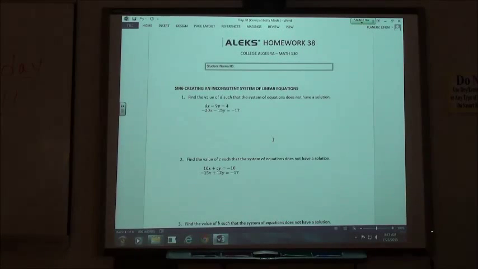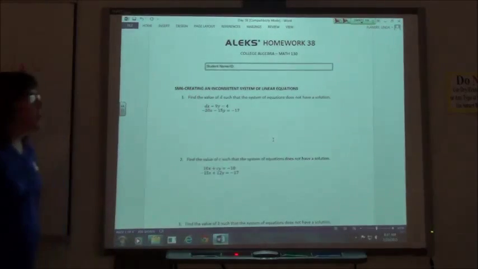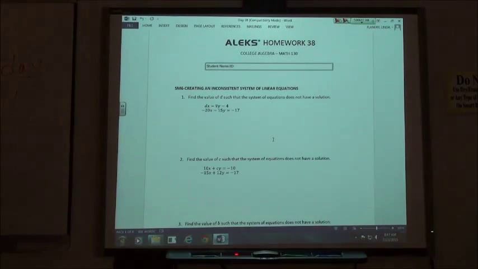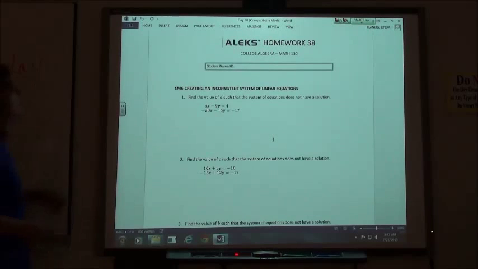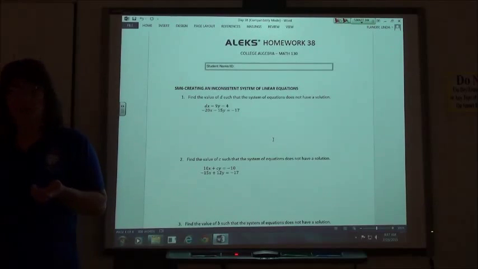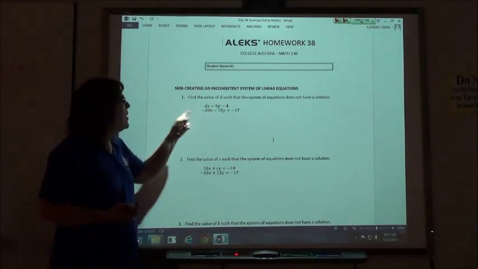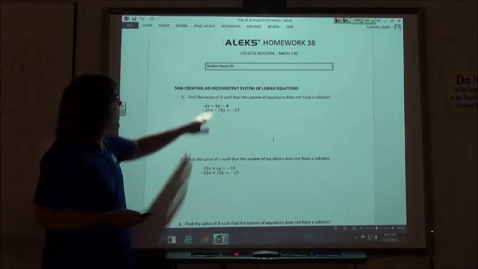All right, so homework 38 starts off with creating an inconsistent system of linear equations. If they're inconsistent, that means we have lines that are parallel because they don't cross and don't have a solution. So if my two lines are going to be parallel, they have to have the same slope. What they're going to have you do is put it in slope-intercept form so you can then compare the two slopes. So I'm just going to rearrange both of these and solve them for y.